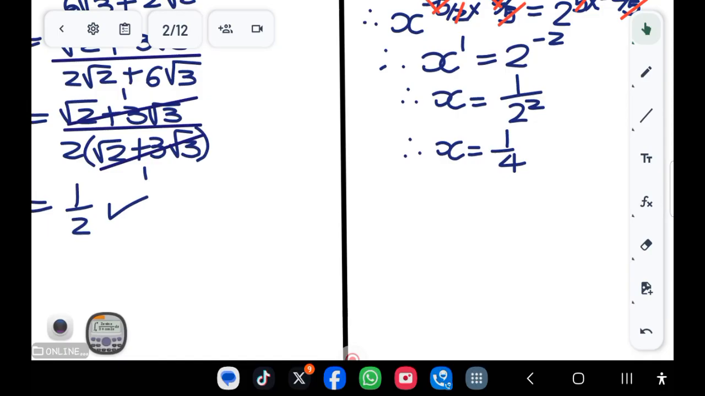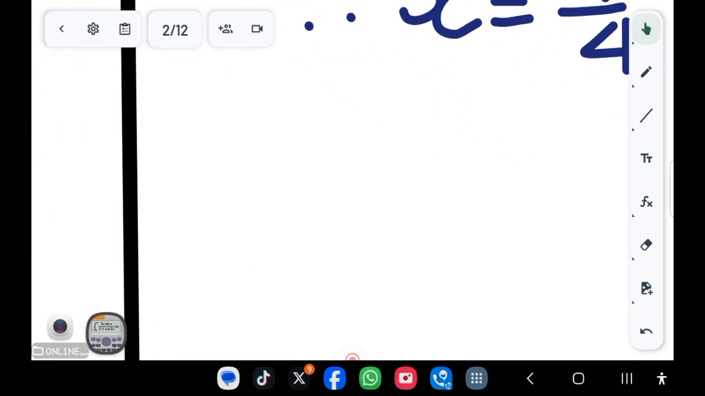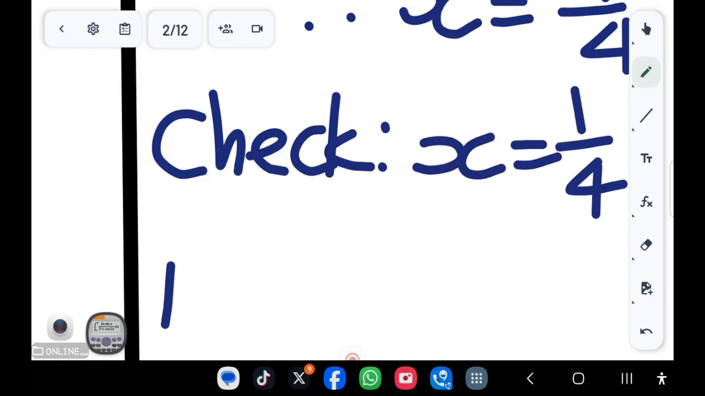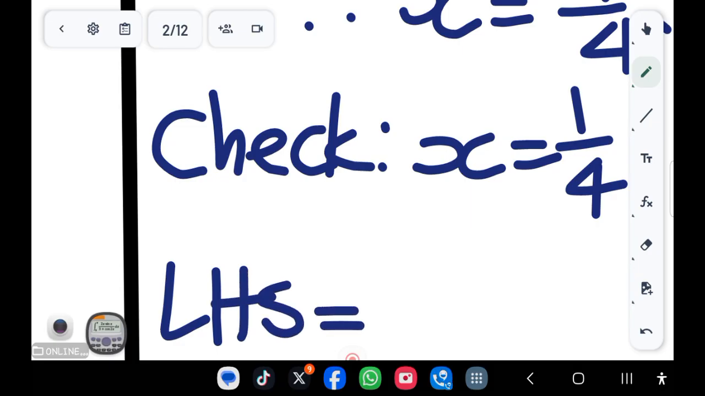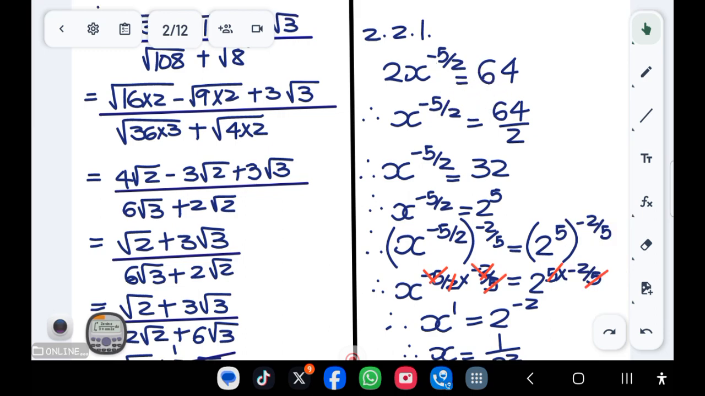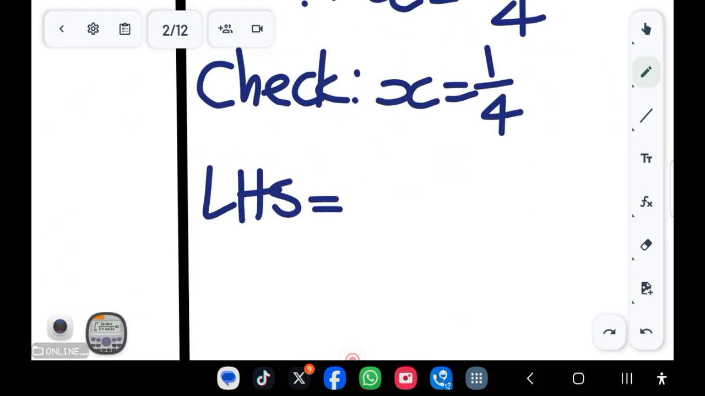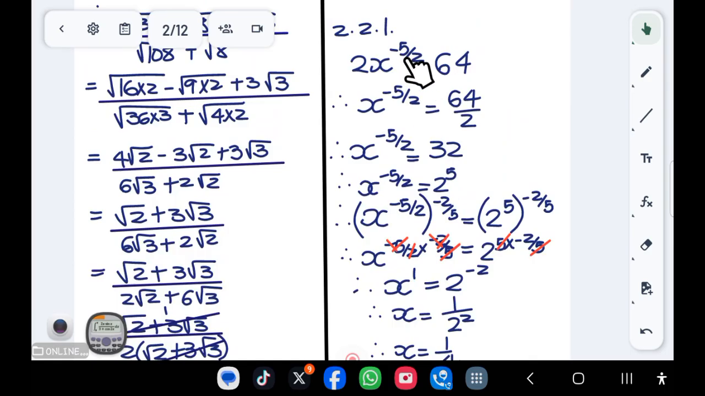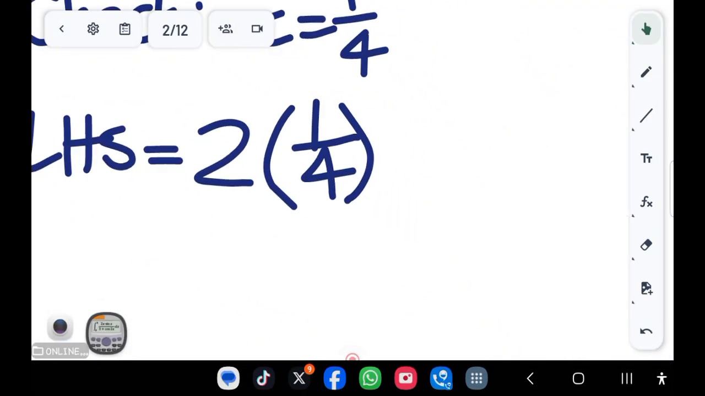You can check that if you want to, you don't have to, but let me show you how you would check it. So we're checking that x equals 1 over 4. On the left hand side that will be equal to 2, and wherever there is x we'll put 1 over 4, all to the power of negative 5 over 2. You can take a calculator and quickly calculate this.